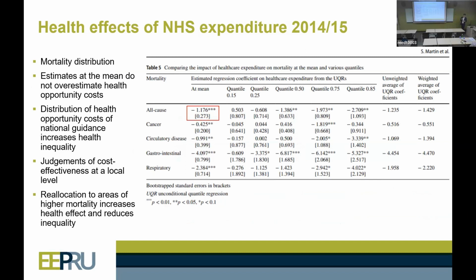So what this is suggesting is that healthcare expenditure at the margin is having more of an effect in areas with higher mortality rates, the more deprived areas. In other words, cutting money from the NHS is likely to increase health inequalities. That's the key finding from this paper. But I won't go into detail on this point, just in the interest of time.